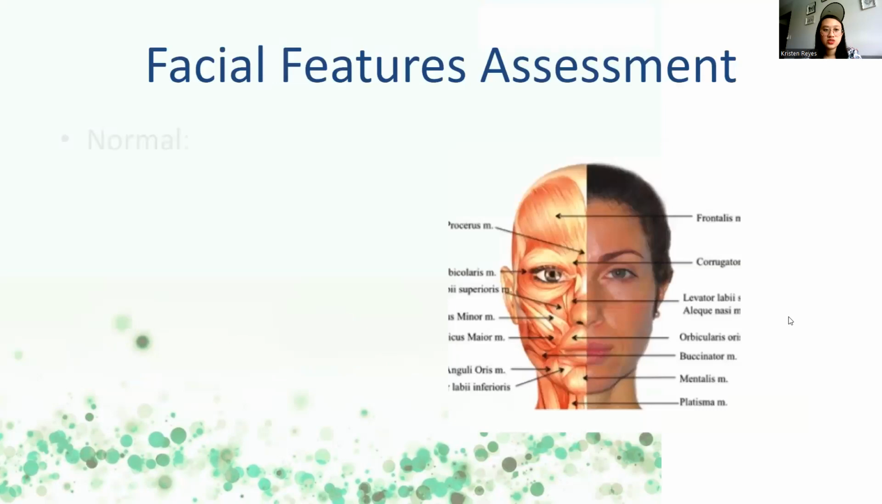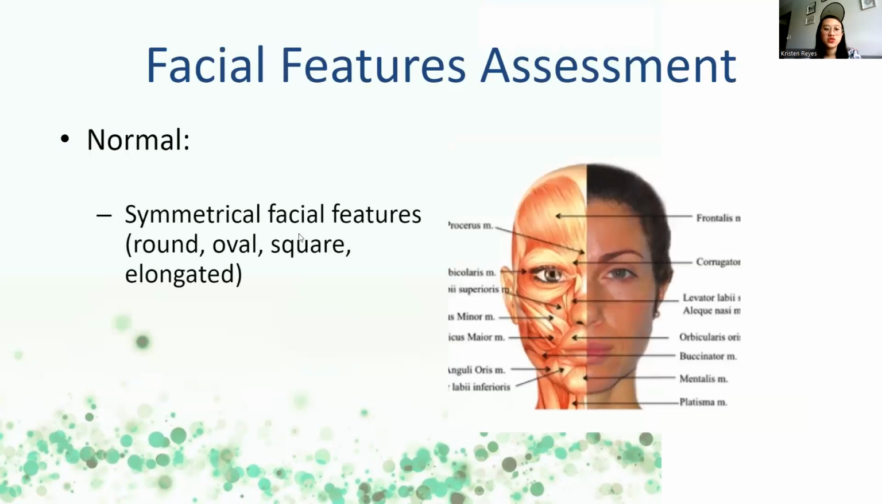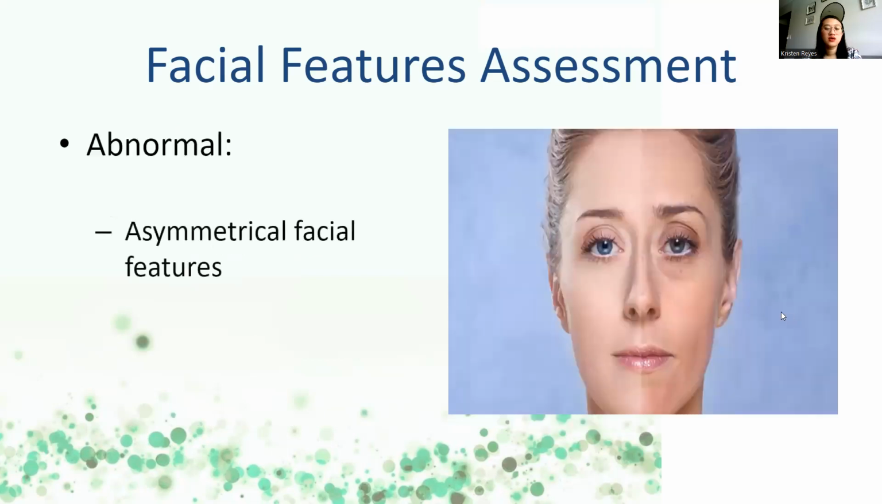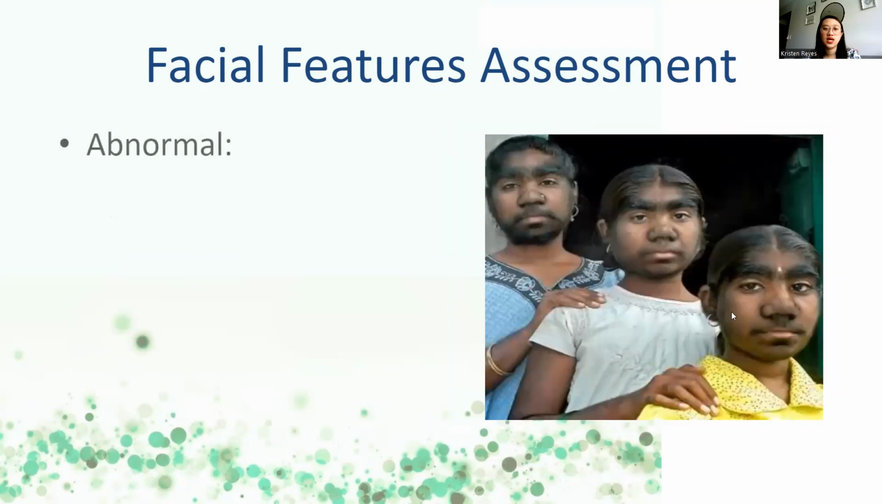Assessing facial features. The normal finding is you should have symmetric facial features, which should be round, oval, square, or elongated. That's the shape of the face. And the palpebral features should be equal. These are your palpebral features in your eyes. And you should have a symmetric nasolabial fold, the crease around your nose and your mouth. Of course, if there is no symmetry in the facial features, that can mean an abnormality.